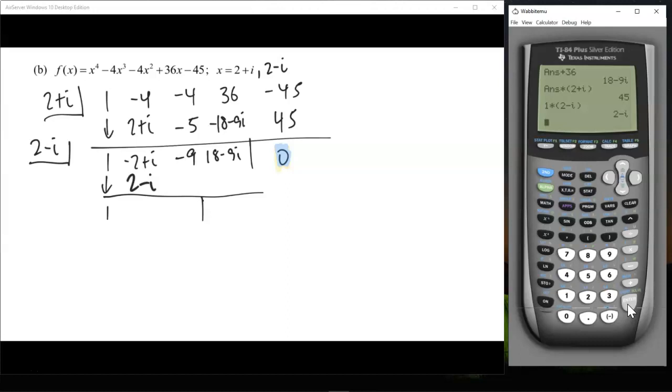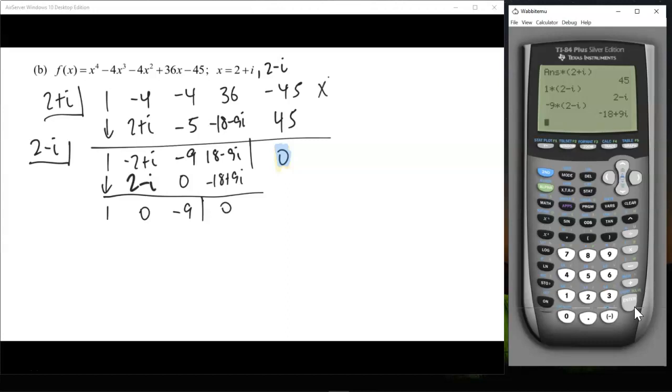And then I'm going to add that column. Now I can probably do that in my head. I can see that that's pretty easy and pretty straightforward, so I'm just going to go ahead and do that in my head. I see that both of those things cancel out and give me 0. And then 0 times 2 minus i is 0, plus -9 is -9, and then -9 times 2 minus i, I can go back to my calculator to do that if I want to. And so 2 minus second decimal to get my i, and that's going to give me -18 plus 9i, which is going to give me the 0 that I want for my remainder.